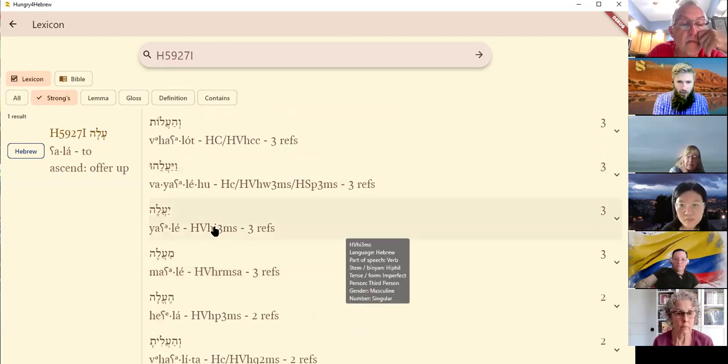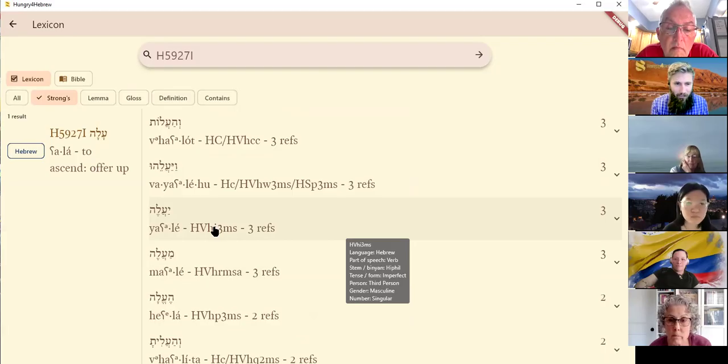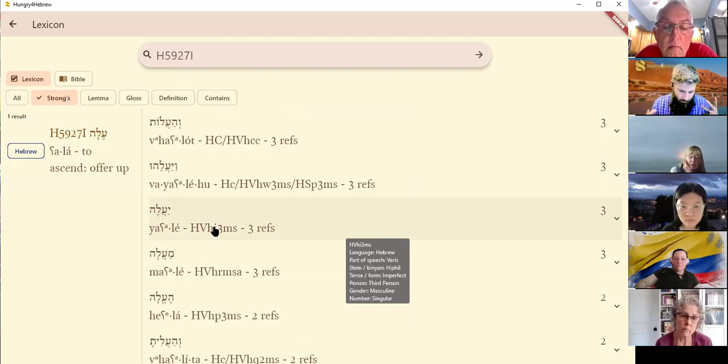Okay, so you see there's a little gray box that pops up in teeny tiny font. It's bigger on the app, but basically what the hand is pointing to is called a morphological code, which tells you all of the morphological qualities of the word, I guess.